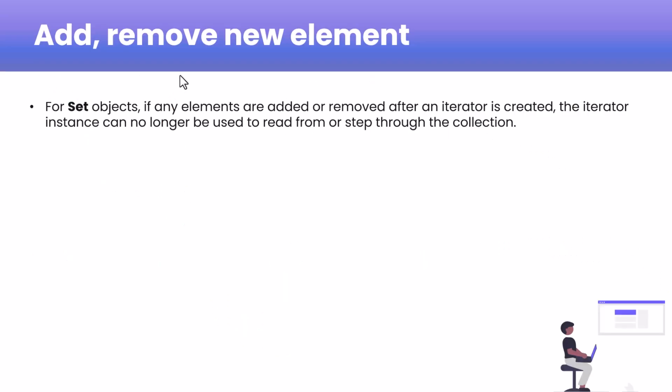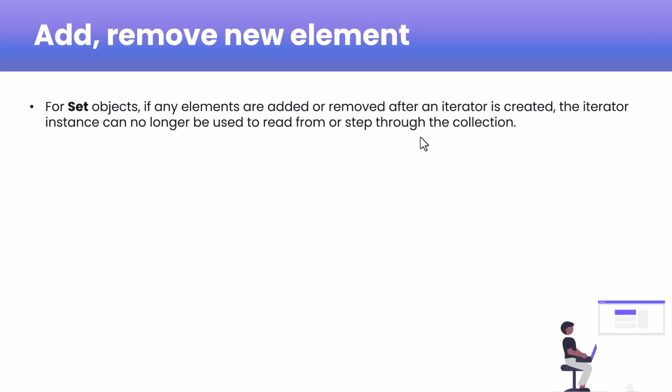In this slide you can see that for a set object, if any element is added or removed after an iterator is created, the iterator instance can no longer be used to read from or step through the collection. This is very important. You have to understand this point. Let me repeat once again: if any element is added or removed after an iterator is created, the iterator instance can no longer be used to read from or step through the collection.